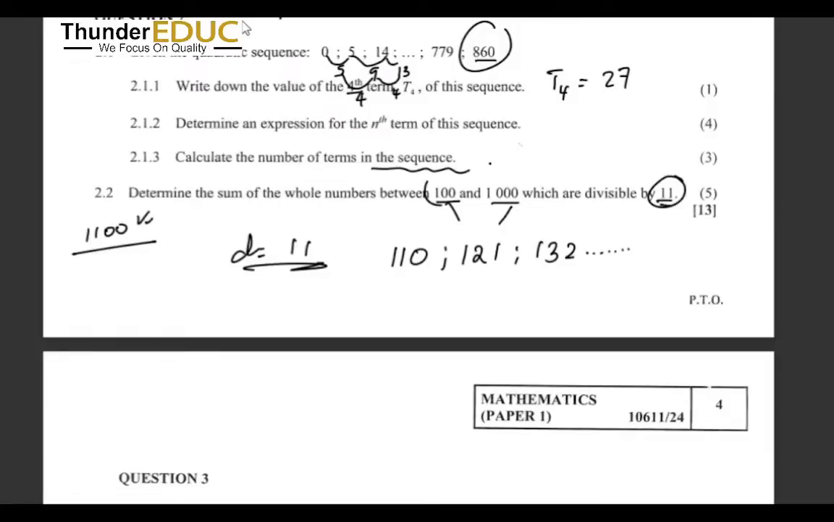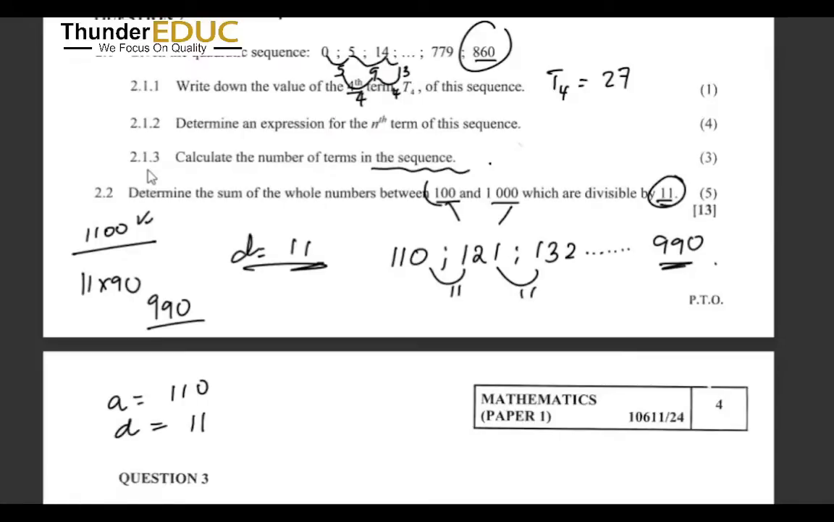Okay, so 11 times 90, what are we getting? I'm getting 990, because if I say 11 times 91, then I'm getting an extra 11, which is 1,001. So my last term is going to be 990. With all of this, we know that the common difference is 11 since they are multiples of 11. So our a is 110, our d is 11.